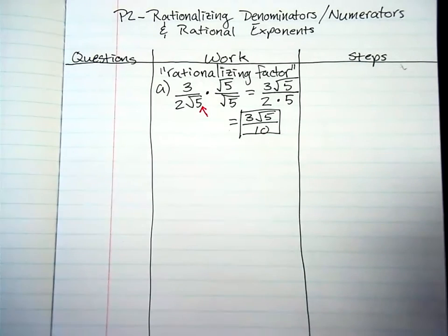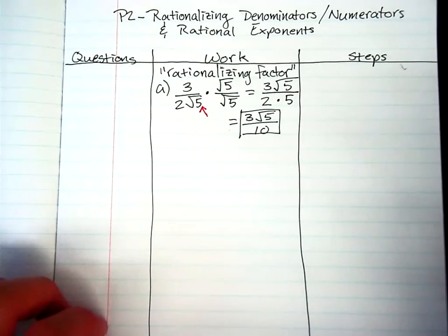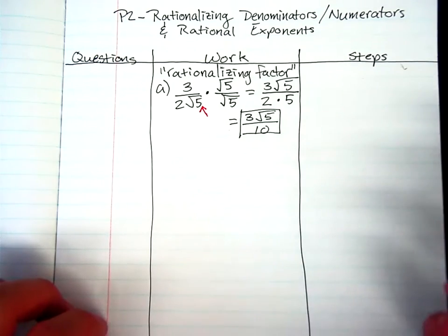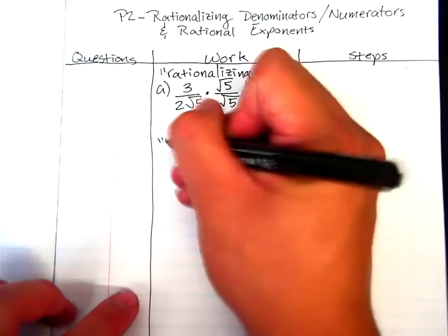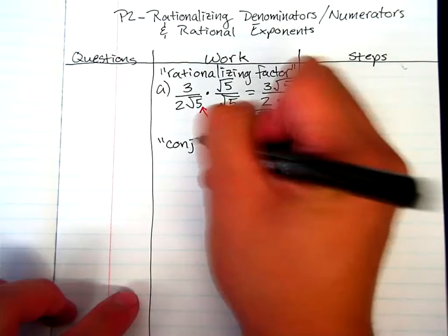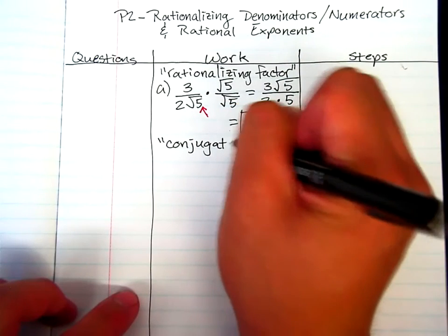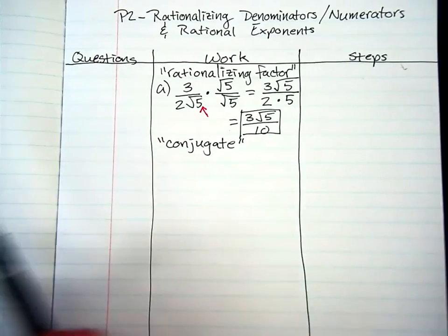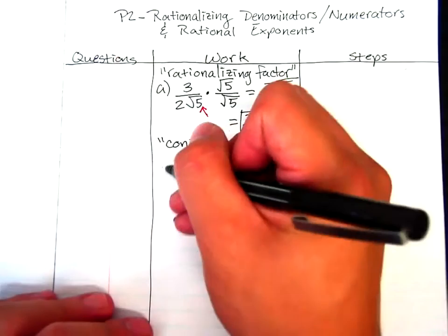Now, it's not always going to be that easy because there are times where the denominator has 2 terms. And in that case, we're going to have to multiply by something called the conjugate. Now, the conjugate is something that consists of 2 terms. And we're going to go ahead and go with some more general examples here.